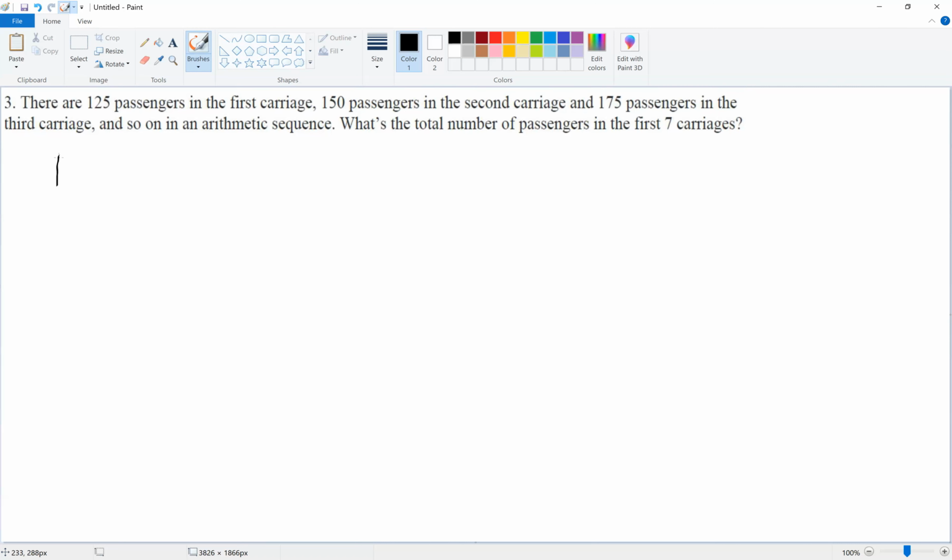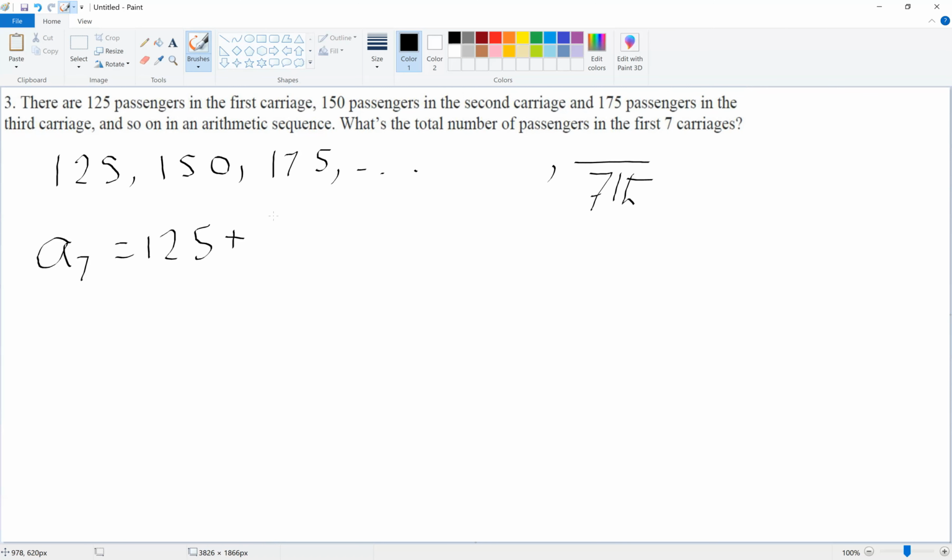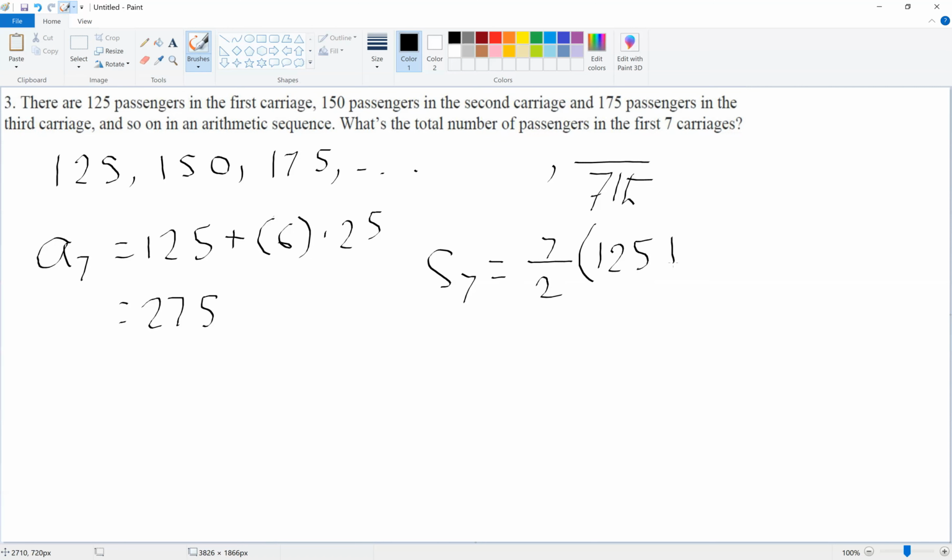So the sequence is just 125, 150, 175, and so on. And there's a total of 7 terms. So to find A of 7, I did 125 plus 6 times 25, which ends up being 275. And then to find the sum, S of 7 equals 7 over 2 times 125 plus 275, which is just 7/2 times 400, which is 1,400.